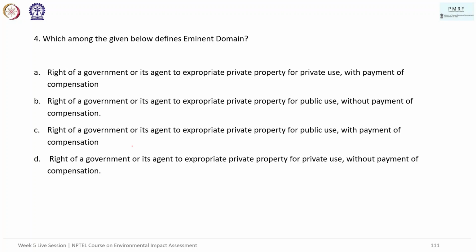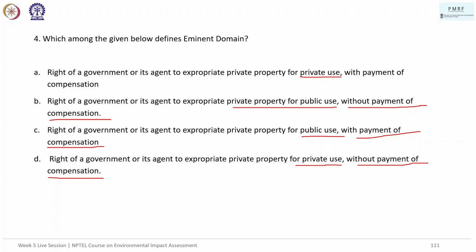This is again something that we already saw. Which among the given below defines eminent domain? Right of government or its agent to expropriate private property for private use with payment of compensation. Right of a government or its agency to expropriate private property for public use without payment of compensation. Right of a government or its agent to expropriate private property for public use with payment of compensation. And the fourth option is for private use without payment of compensation. So these are the two variables in these: what kind of use and whether there is compensation being paid. Right?